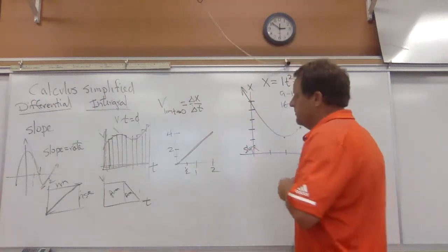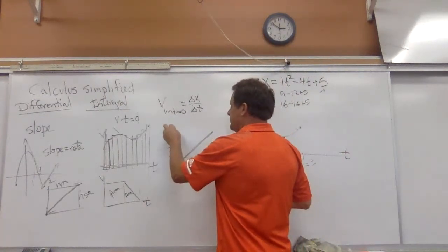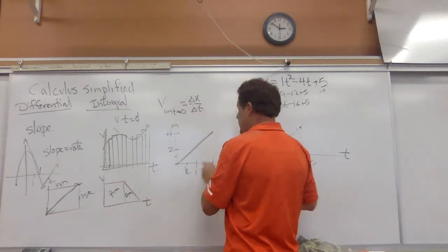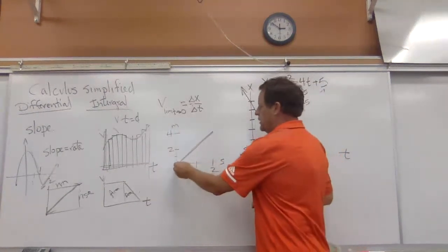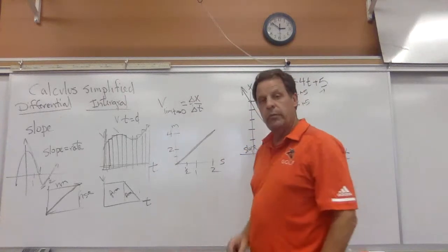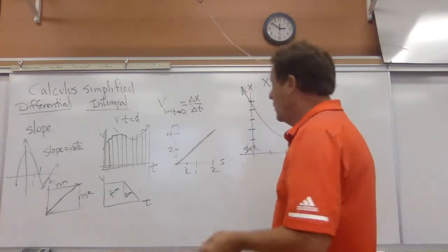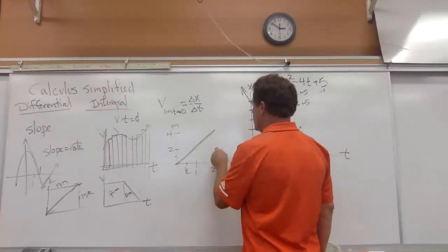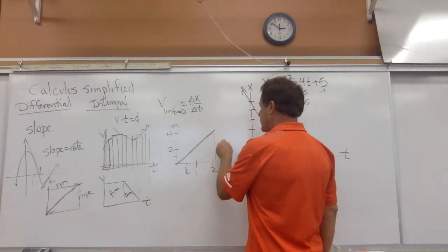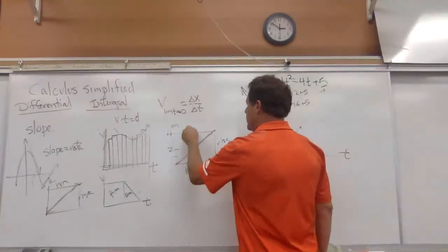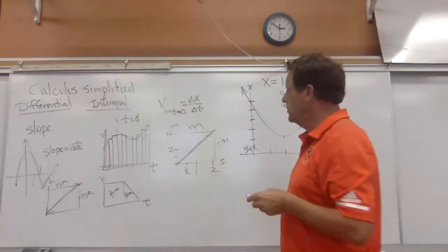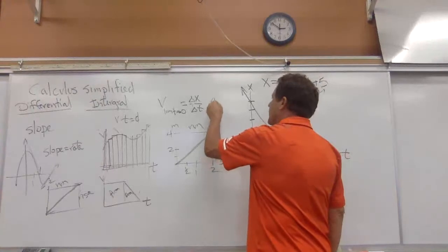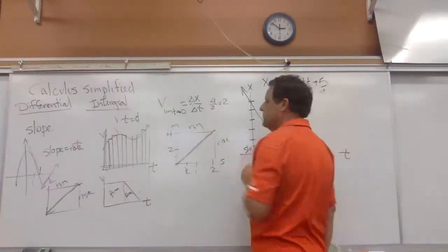Okay. For example, if we had a position versus time graph here, and we looked at this slope right there, and we wanted, hey, what is that slope? We would do the rise over the run, okay? And that's going to be 4 divided by 2. So our velocity, 4 divided by 2, would equal 2.